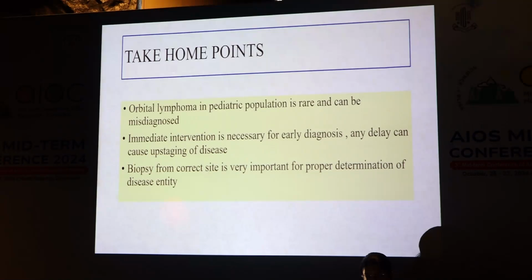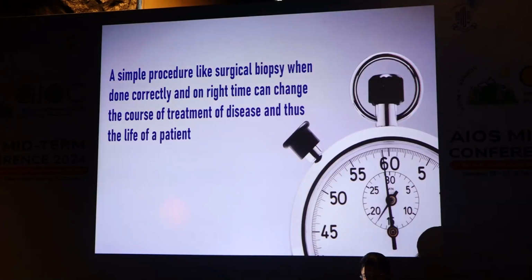So what are the take-home points? Orbital lymphoma in pediatric population is rare and can be misdiagnosed. Immediate intervention is necessary for early diagnosis. Any delay can cause upstaging of the disease. Biopsy from correct site is very important for proper determination of disease entity. So to conclude, a simple procedure like surgical biopsy when done correctly and on right time can change the course of treatment of disease and thus the life of patient.